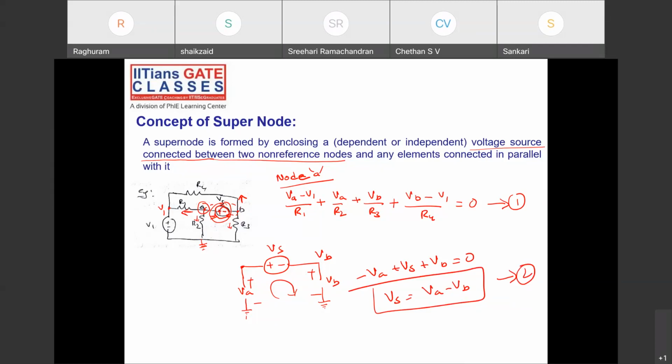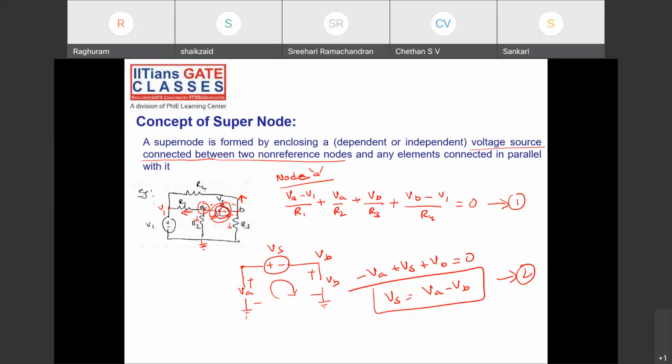There is no special reason, actually. See, these two are non-reference nodes, right? If I say VA with respect to B, I can't define this voltage, because VA is defined with respect to ground and VB is defined with respect to ground. That is why we write VA minus VB equals VS, or VB minus VA equals VS, depending upon the polarity of VS. That is how we do it.